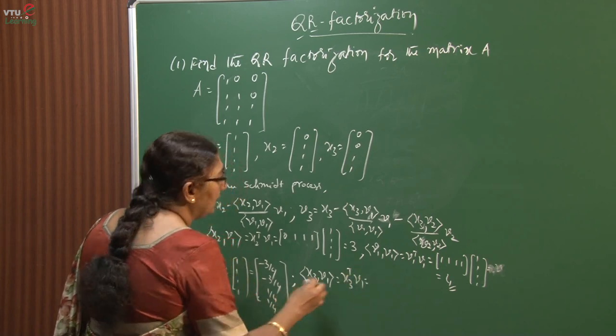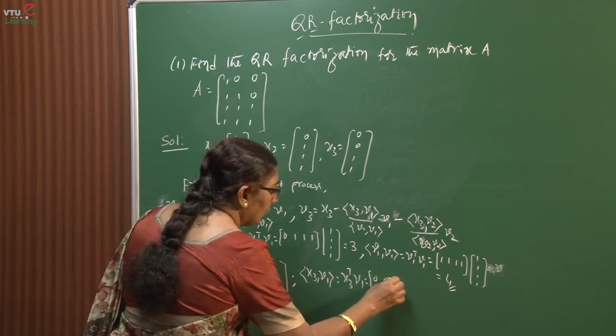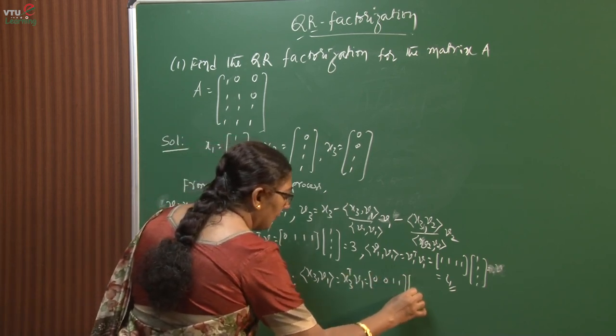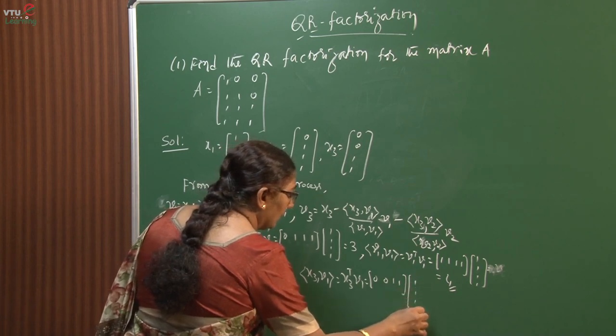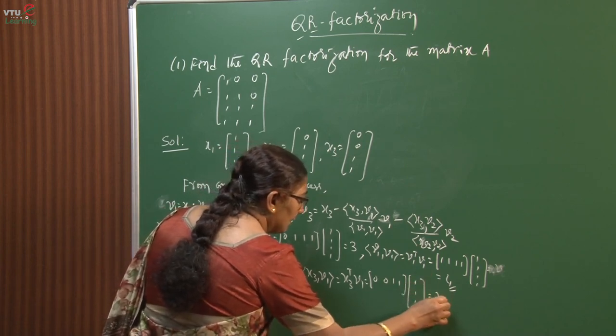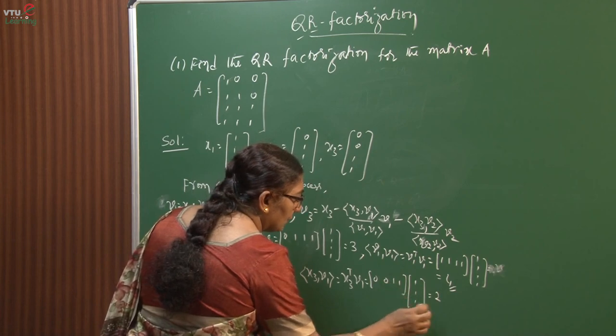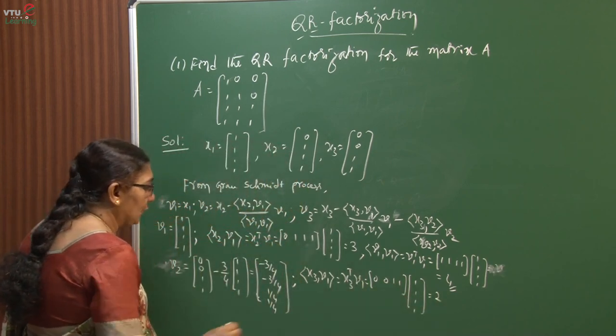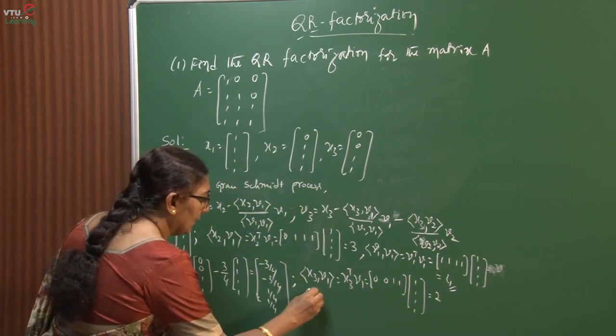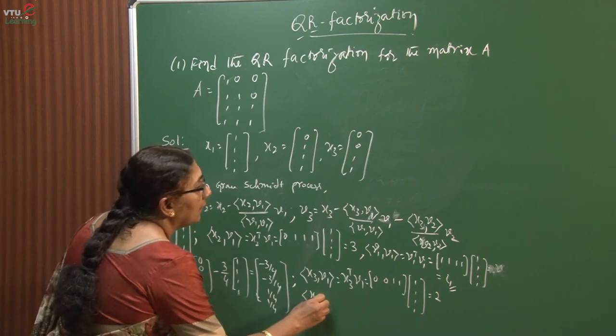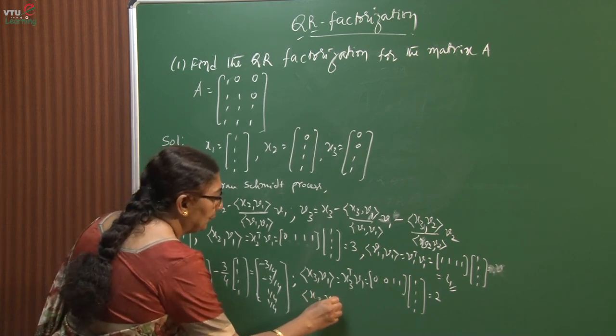What is X3 here? 0, 0, 1, 1, and then V1. What is V1? All are 1 only. Multiply that: 0 plus 0, 1 plus 1, we get 2. And also we calculate the inner product of X3 comma V2.